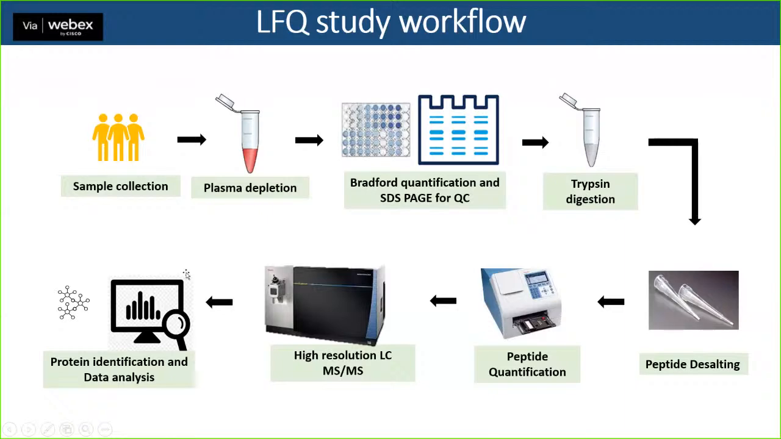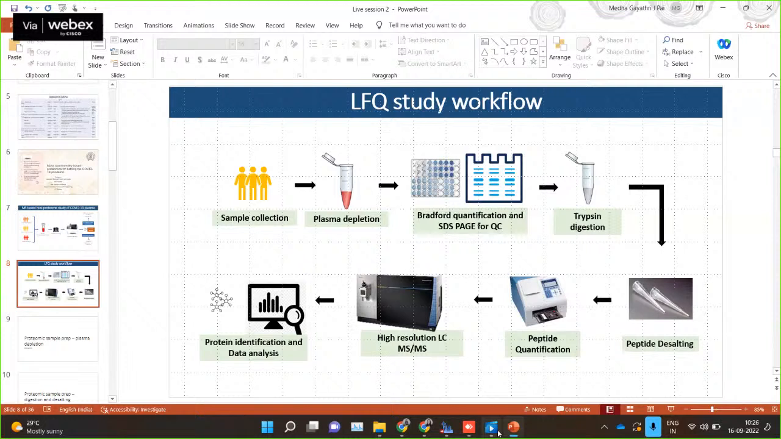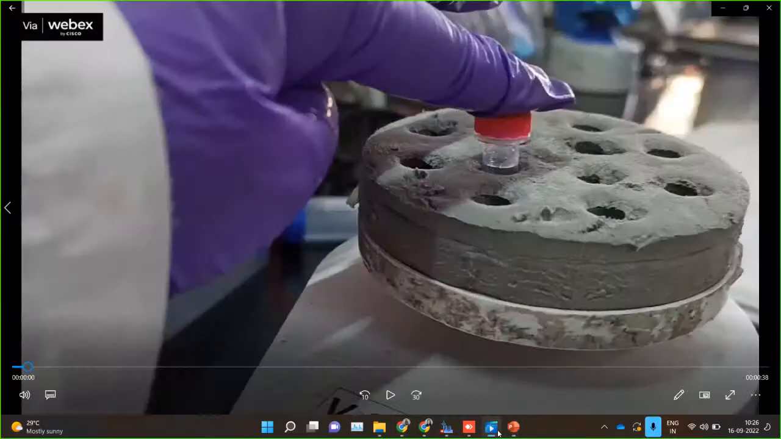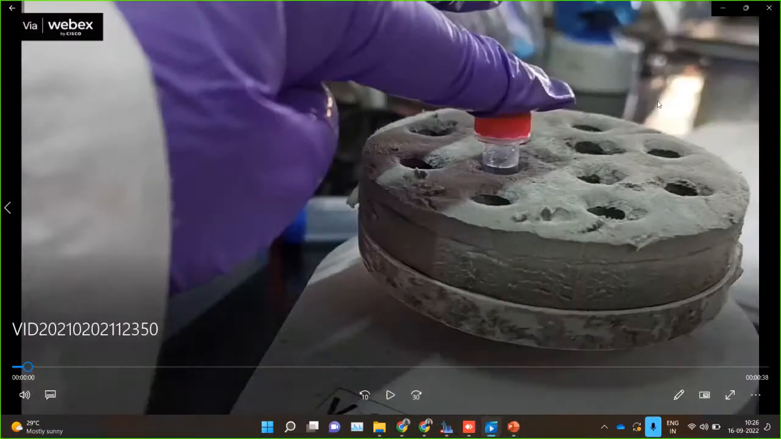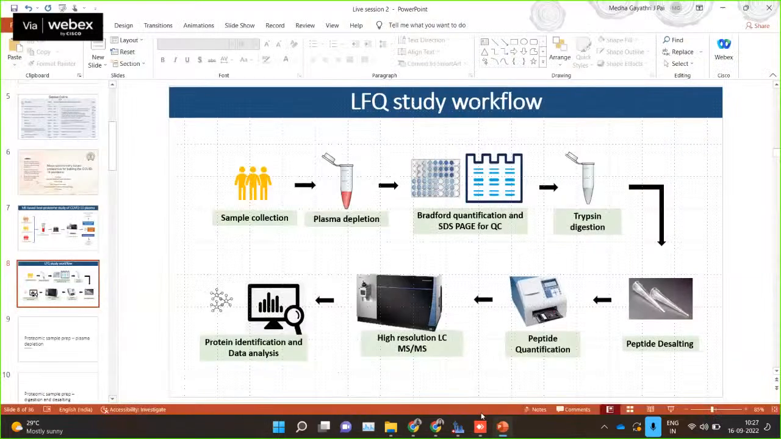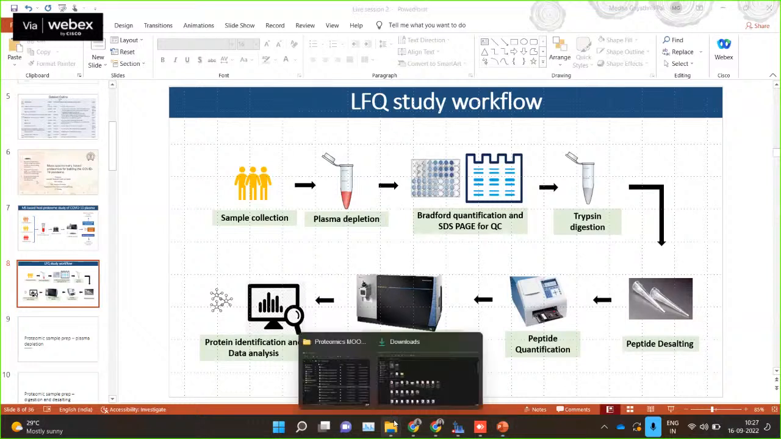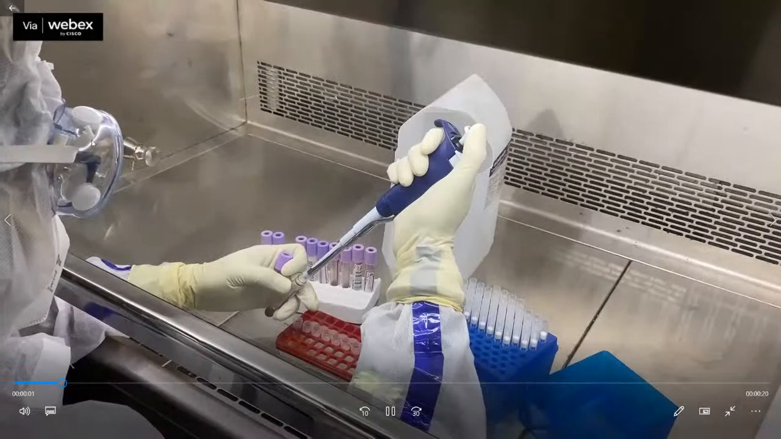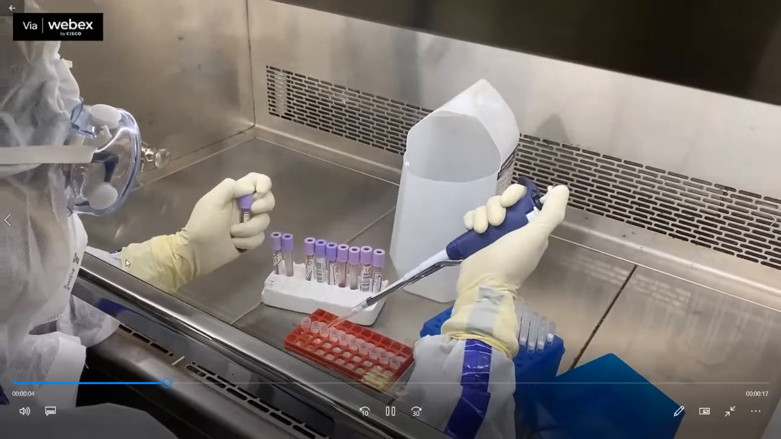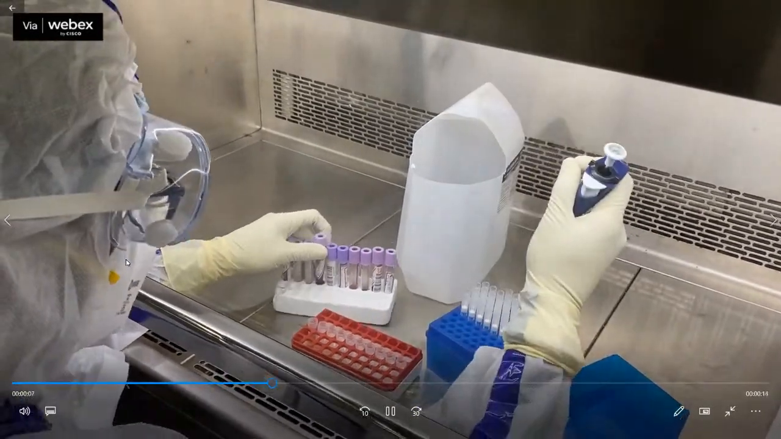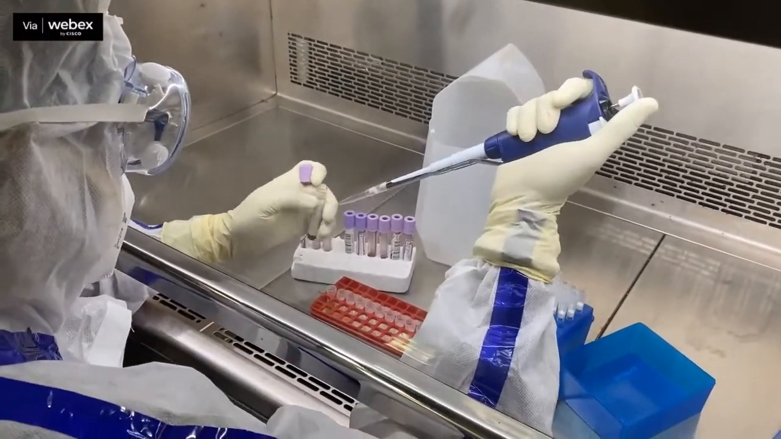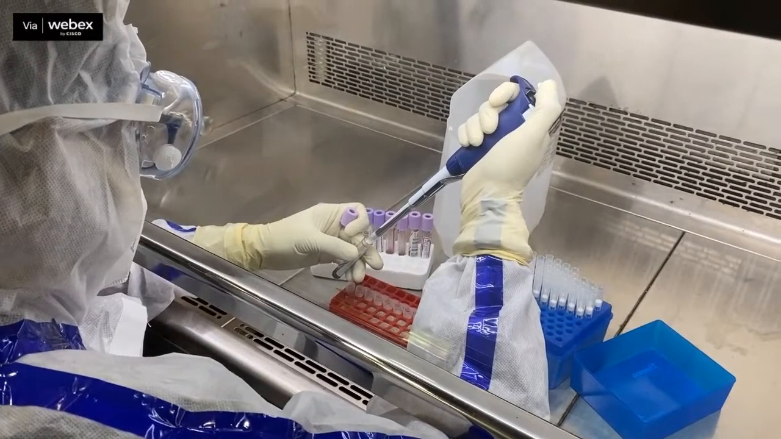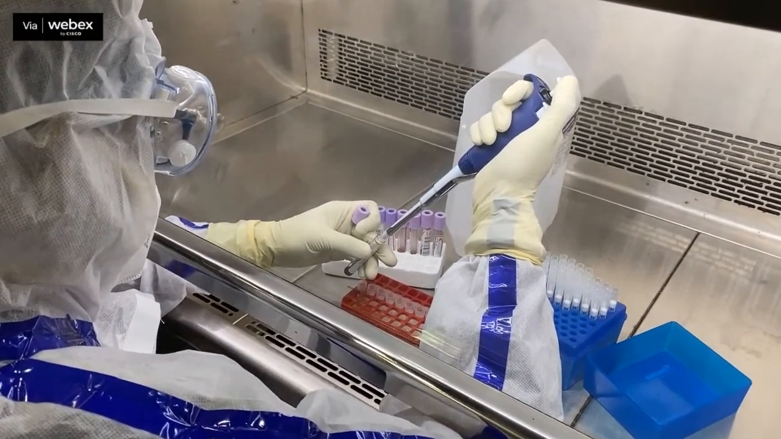So moving to the sample prep part, first, since the samples cannot be kept in the normal lab area, we process them in a biosafety facility. So I'll be showing you one video where the sample is being taken and started with the sample processing. So here we can see that the plasma sample collected from the patients is being aliquoted and taken further for the processing. This is done in a sterile environment.